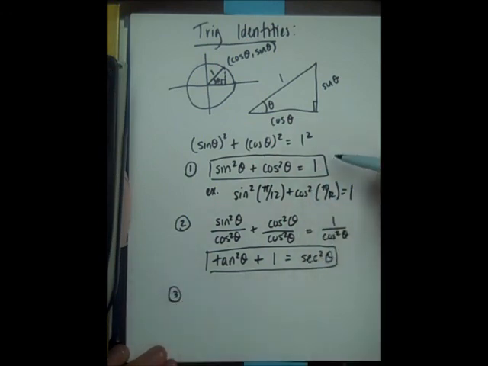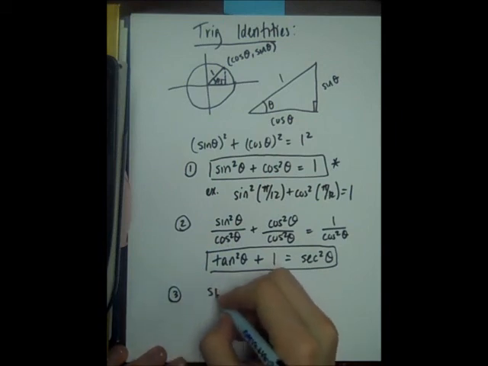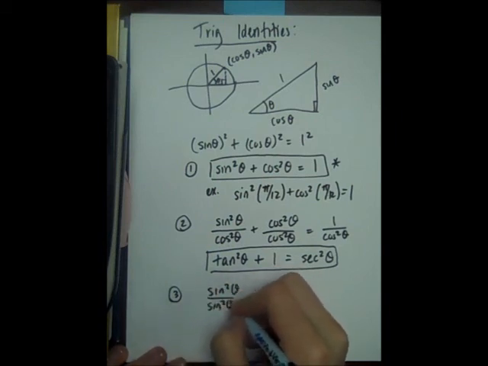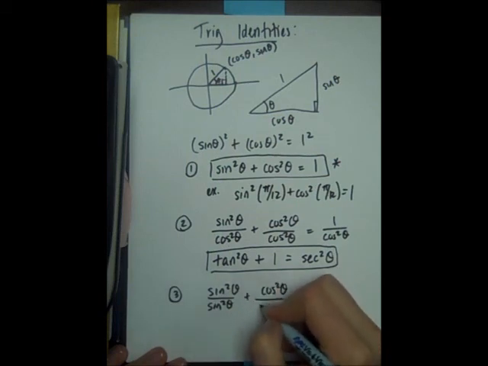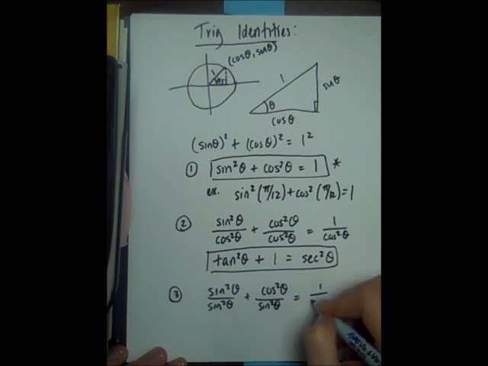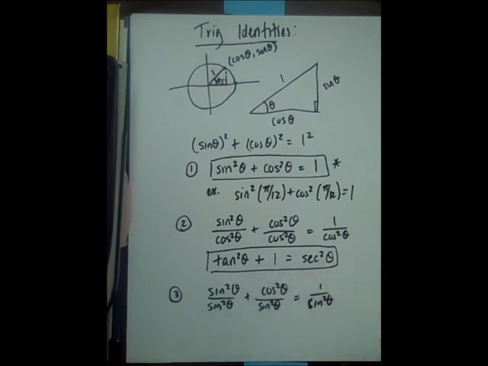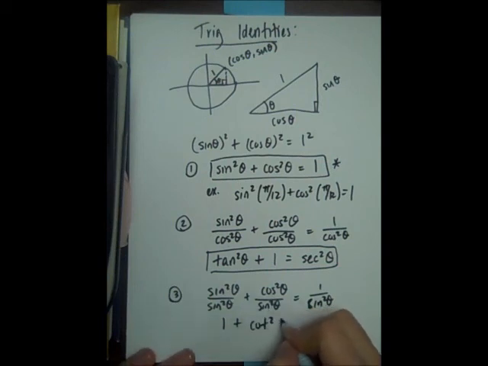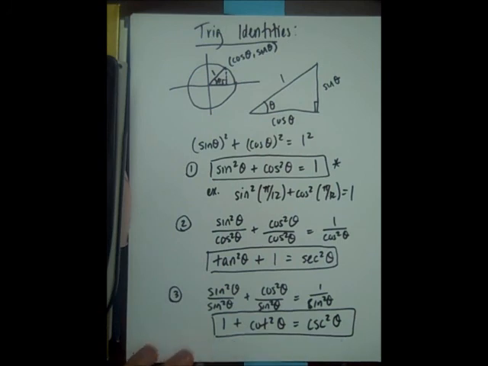Third is, what if we take our first equation, call it star, if we take star and divide it by sine squared. So I'll have sine squared theta over sine squared theta plus cosine squared theta over sine squared theta is equal to 1 over sine squared theta. So what do we get when we simplify this? Well, sine squared over sine squared is 1. Cosine squared over sine squared. Remember that cotangent was cosine over sine, so this is cotangent squared. And 1 over sine squared, that's going to be cosecant squared. So cosecant was 1 over sine, so 1 over sine squared is cosecant squared.